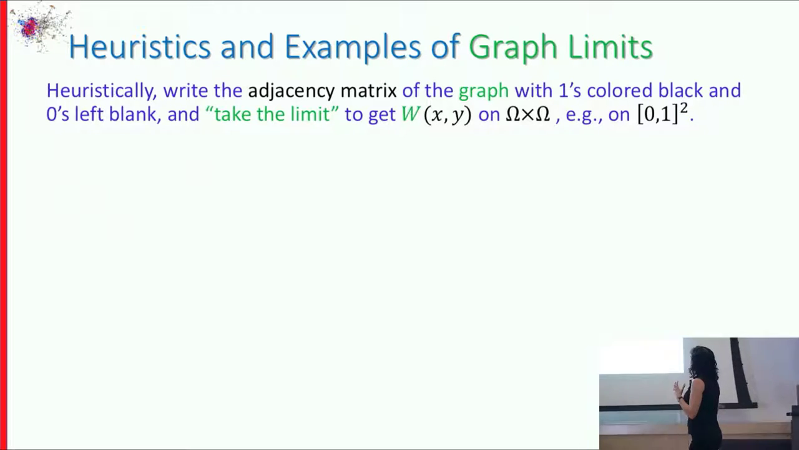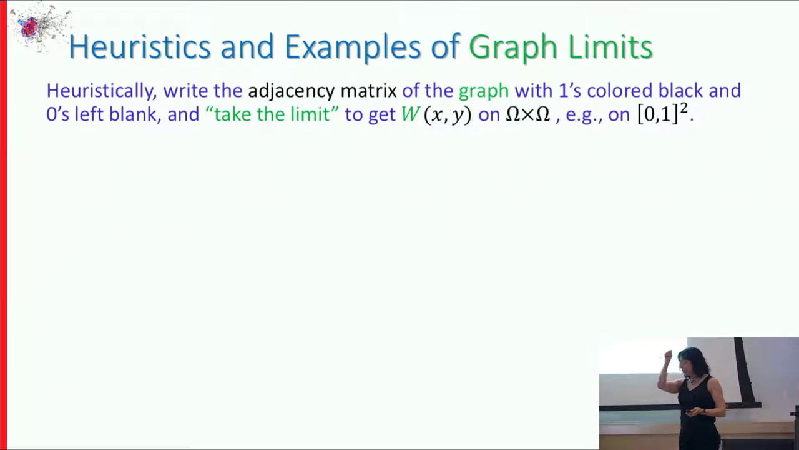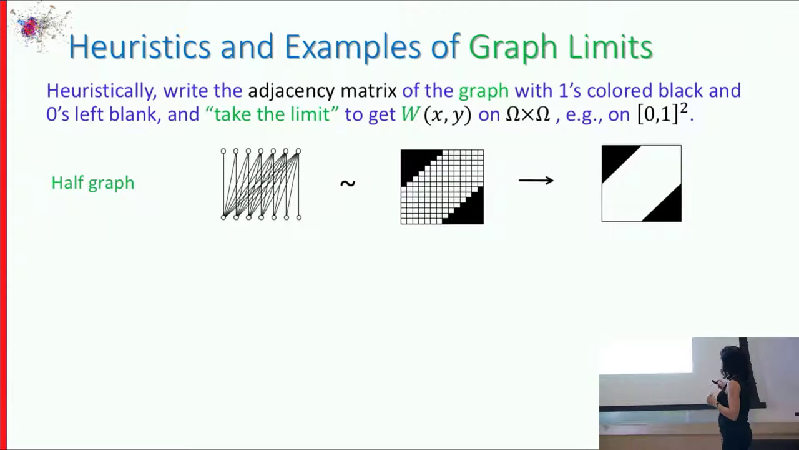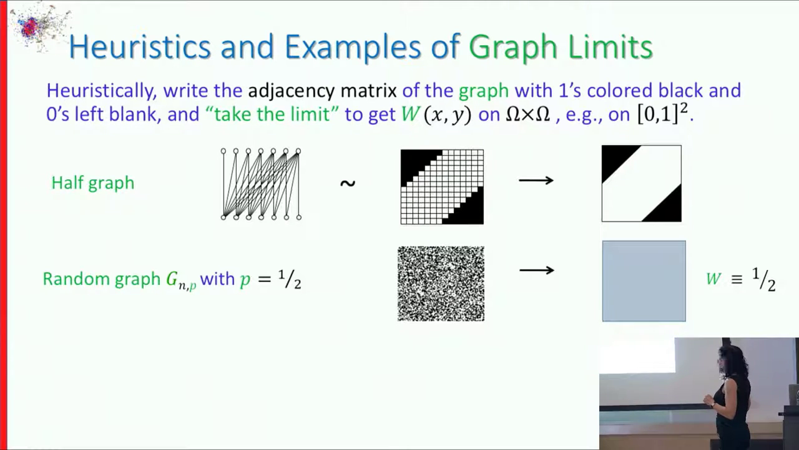Okay, so heuristically, I take the adjacency matrix of a graph, which is just a matrix. All the vertices are listed, 1 to n, 1 to n. If there's an edge at ij, it's a symmetric matrix, I color it black. Otherwise, I leave it blank, the color of white. For example, for this graph, if I order the vertices in a certain way, these are the things that are connected, these are the things that are not connected, then I just think of taking a limit of that picture. That's how you might think about it. If I take the random graph, where you flip a p-weighted coin with p equals 1/2, it turns into this kind of gray thing, and it's just a constant function here.